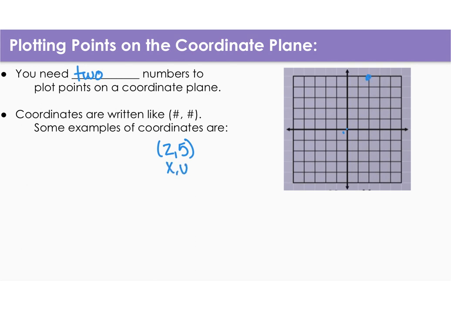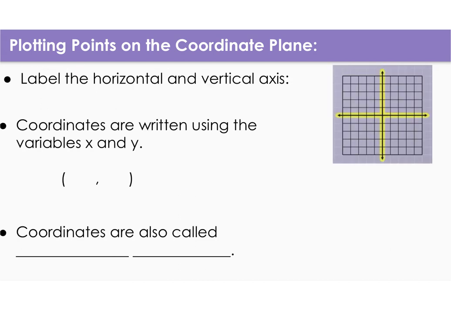This is my X and that's my Y. We're going to label the horizontal and the vertical axes. So the horizontal axis is X, as I wrote X. The vertical axis is Y. Coordinates are written using the variables X, Y. This is alphabetical order. You should be able to remember that. Coordinates are also called ordered pairs.